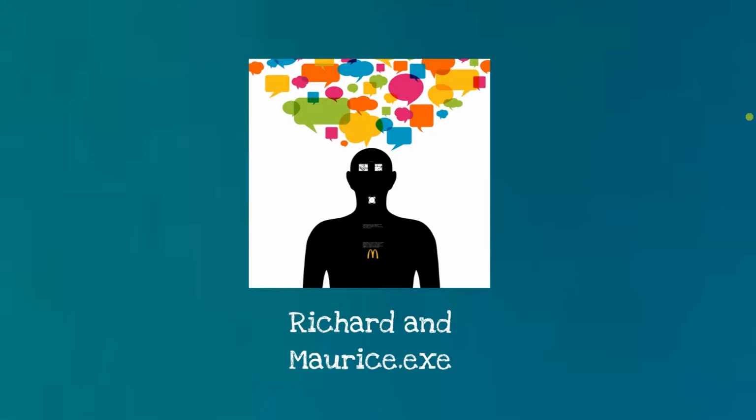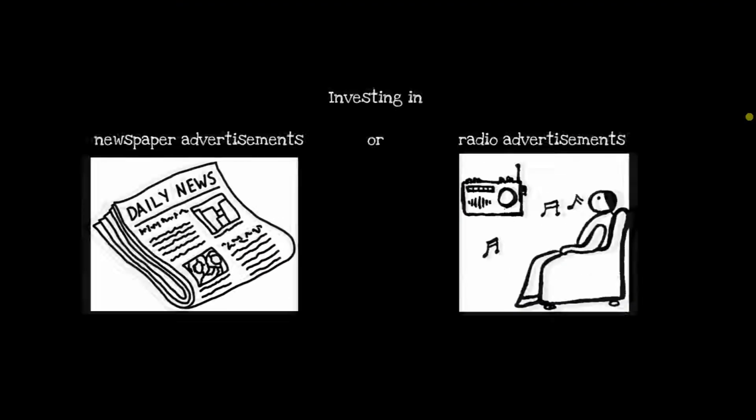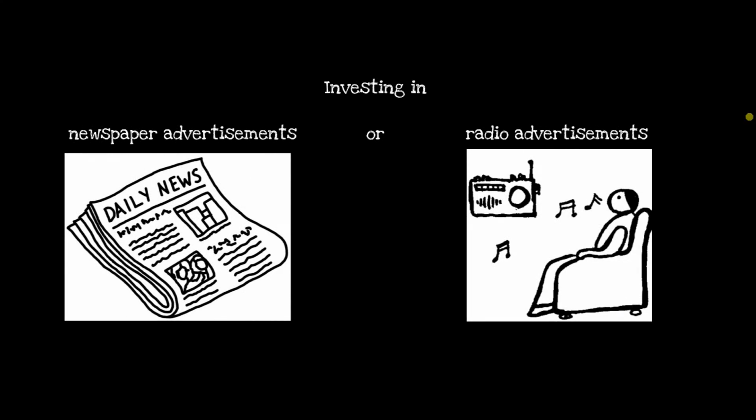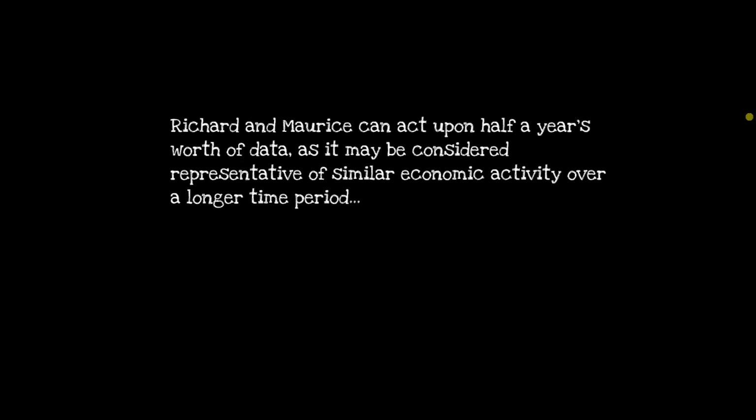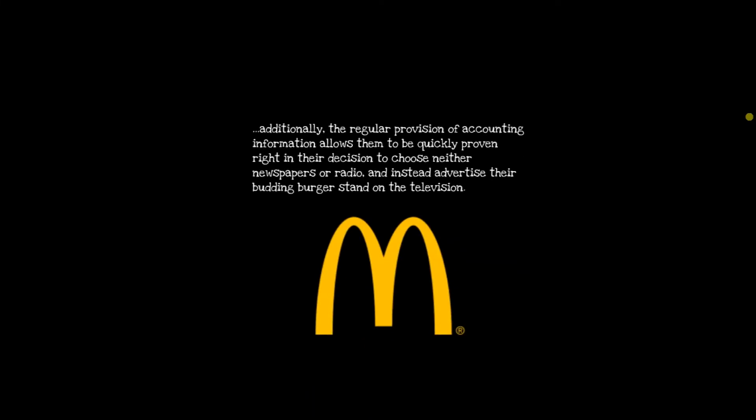Richard and Maurice start a business. However, they're struggling to decide between two marketing strategies, newspapers or radio. Now they could wait 10 years collecting one comprehensive set of accounting information to be further informed, or they could compose financial statements after 6 months and use them as representative of larger market forces. This regularity also allowed Richard and Maurice to be proven right in choosing to advertise their budding burger stand on the television.